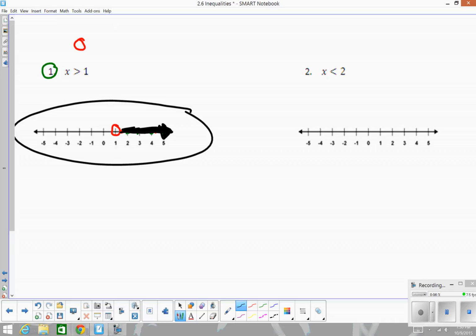Okay, that would be your graph for your answer. Now, if you did have a line under that, the only difference is that the circle would be solid, filled in. Okay, good. Now, this next example will go a little quicker.